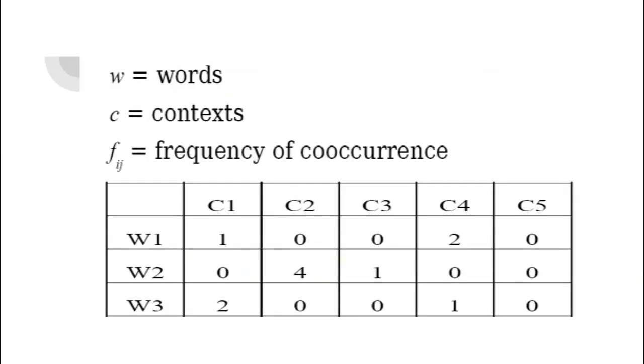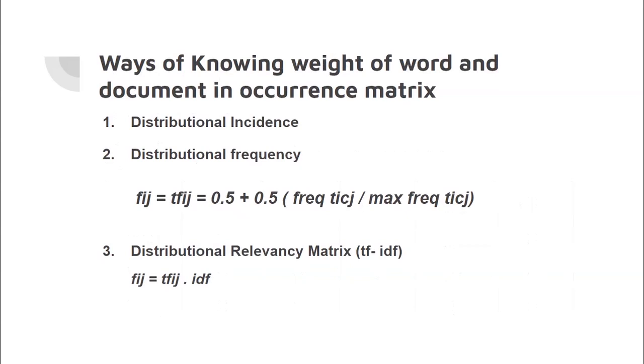Suppose I am taking just an example of 3 words. What if the context available with us is a big document with a large number of lines and sentences? Then we can't keep on drawing this matrix, right? It will be very large. So then we will be going with another approach called distributional frequency. Distributional frequency is an improved version of distributional incidence.